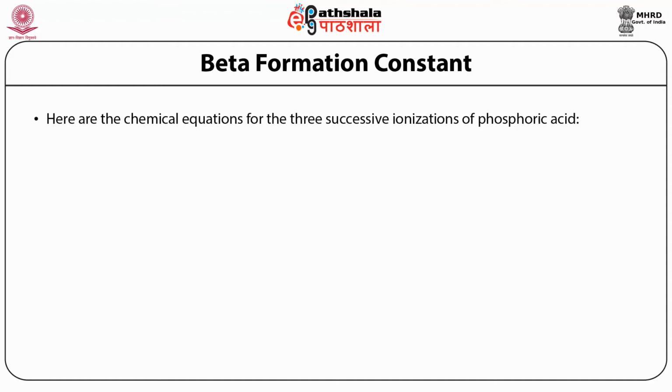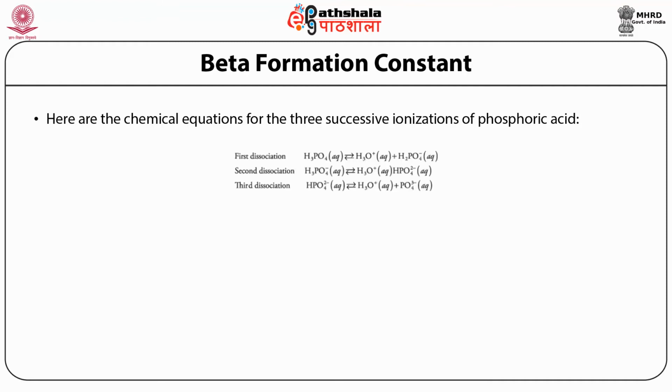Some examples are here, where in the following chemical equations you will see three successive ionizations of phosphoric acid. In the first dissociation, H3PO4 in aqueous solution dissociates, giving H3O plus, and the product formed is H2PO4 anion. The second dissociation produces HPO4 2 anion, and the third dissociation produces PO4 3 anion in aqueous solution.